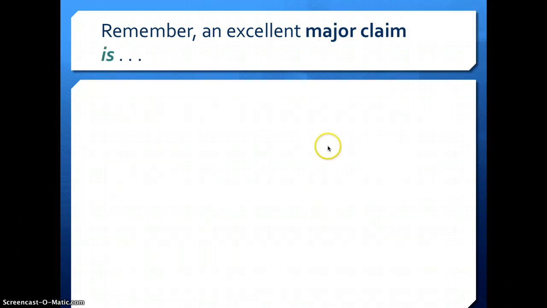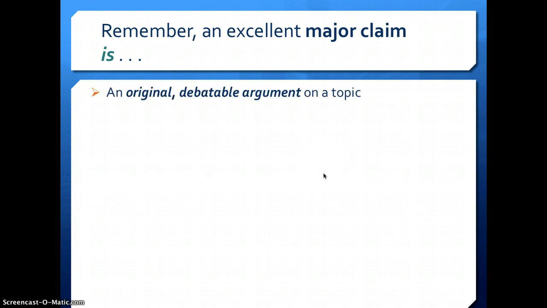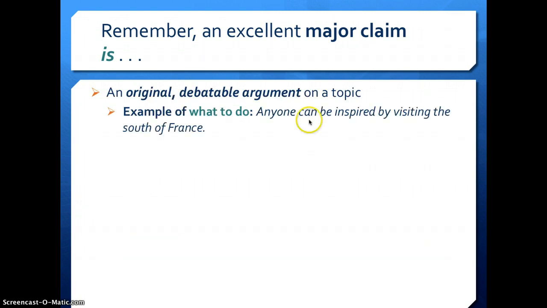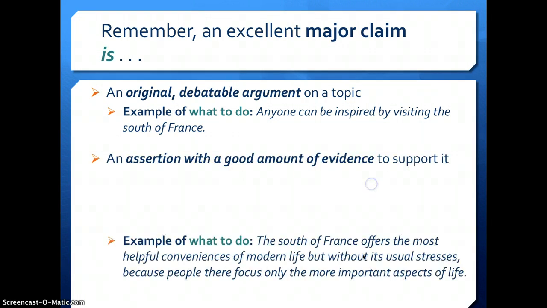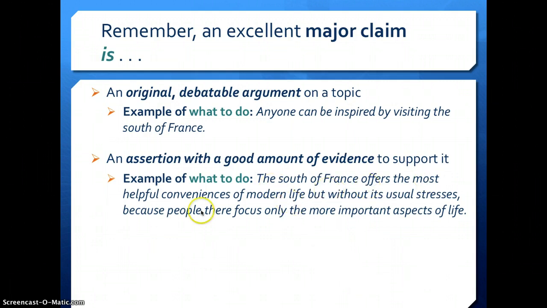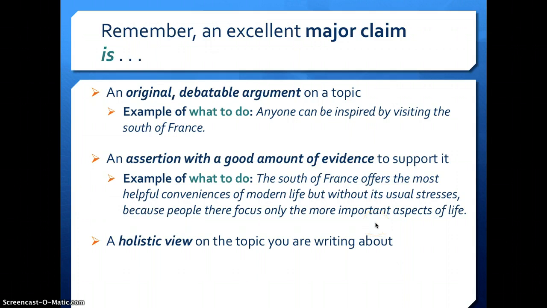Okay. Remember, an excellent major claim is, however, an original debatable argument on a topic. So an example is, anyone can be inspired by visiting the south of France. Okay, we'd have to prove that. It's debatable. I don't know if everybody could be. It's an assertion with a good amount of evidence to support it. So here's an example. The south of France offers the most helpful conveniences of modern life without its usual stresses because people there focus only on the more important aspects of life. Well, heck, that's kind of a big idea to debate and to argue. I'm going to have to prove that. But from what you've seen, I have a good amount of reasons to believe that. I have a good amount of evidence, okay? It's a holistic view on the topic.